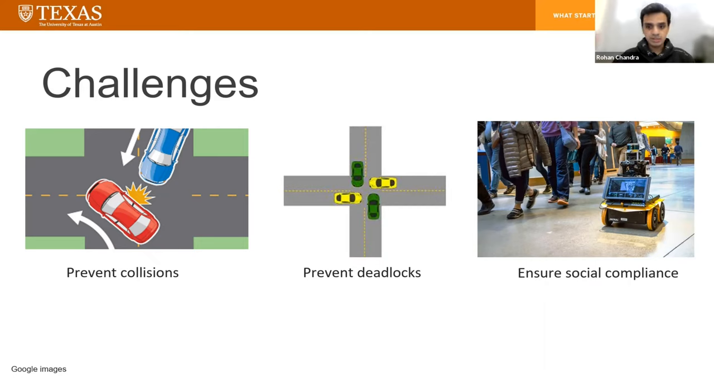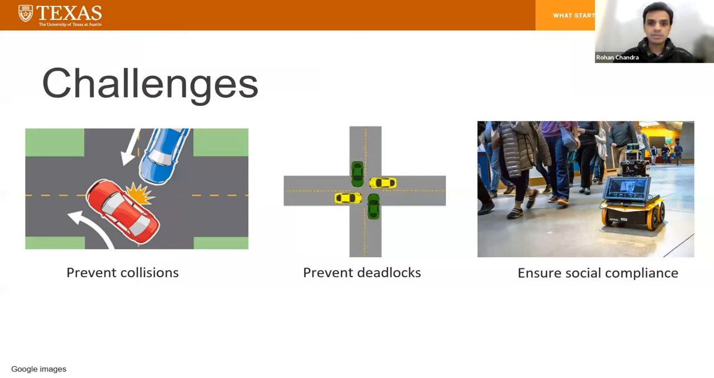A deadlock is when a robot has not reached its goal, but it does not have any viable action left. It does not have any action left that it can take that will keep it safe. So in a way, you can think of the robot as being stuck. And social compliance is a little bit tricky to talk about because there's no definition of social compliance.